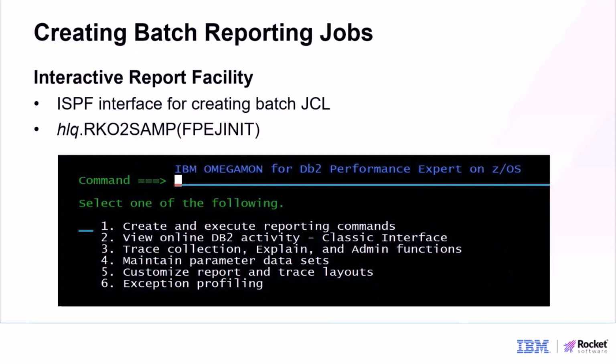So the interactive report facility is available through the Omegamon Db2 ISPF interface. This interface comes as part of the RK02 SAMP member of your install data sets. It's the FPEJINIT REXX exec, and so you need to get that installed into your system. Then you'll be able to launch the ISPF interface. We are going to use this to create a sample batch report and then actually execute that report. So let's go ahead and dive in.